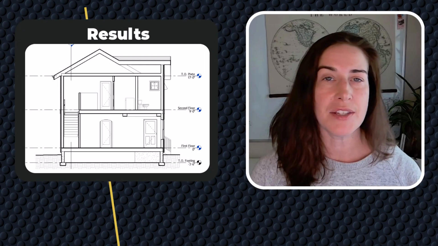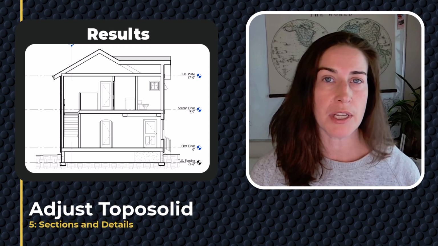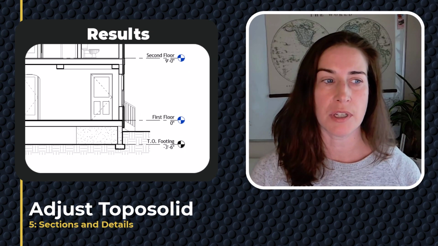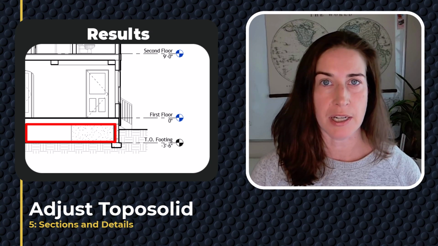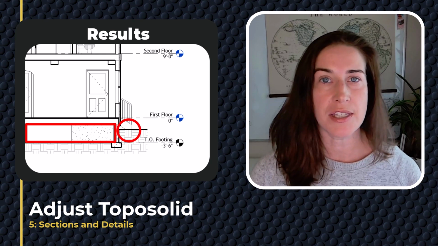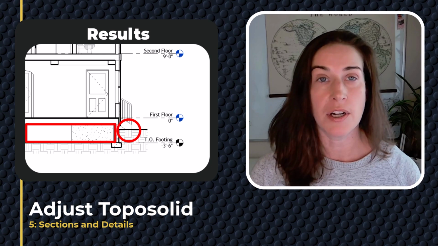As a reminder, in this video, we modified our Toposolid in two different ways for our section view. The first was removing the earth from our crawl space area. The second was adjusting the elevation of our Toposolid around our exterior stairs. I hope this helps.